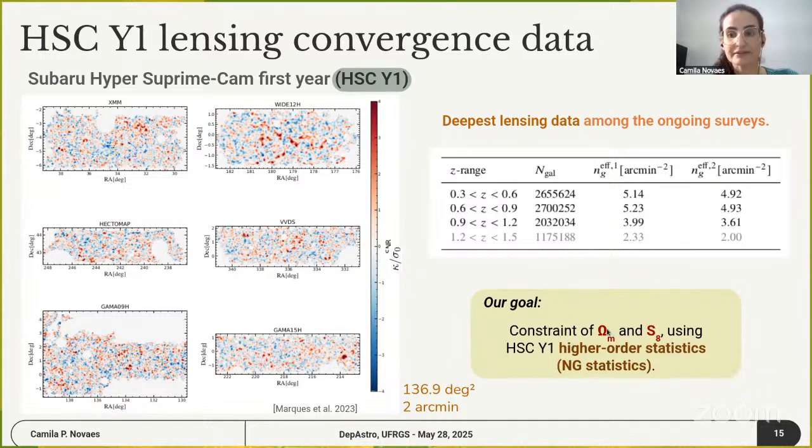Our idea is to estimate omega m and S8 using higher order statistics. For this, we use the first year release of the Subaru Hyper Suprime-Cam data. This data is basically coming from 6 different and disjoint patches of the sky. Each of them shows you the convergence of that patch. In this table, you can see the slices of redshift that we are considering. This last one, people believe might be contaminated with unknown systematics, so we don't use it. We are then focusing on these 3 redshift ranges.